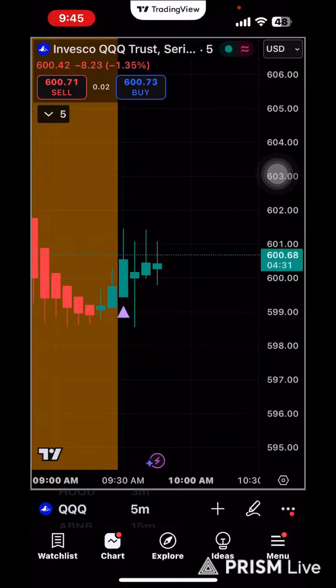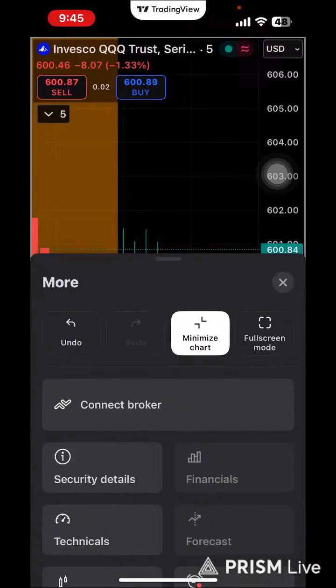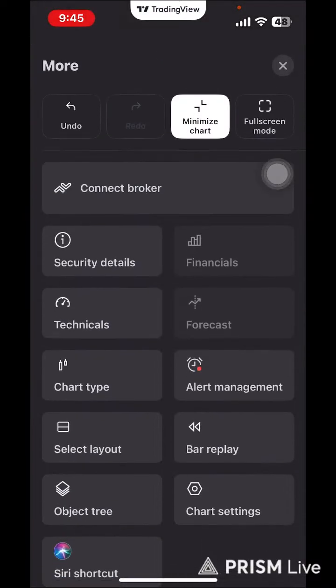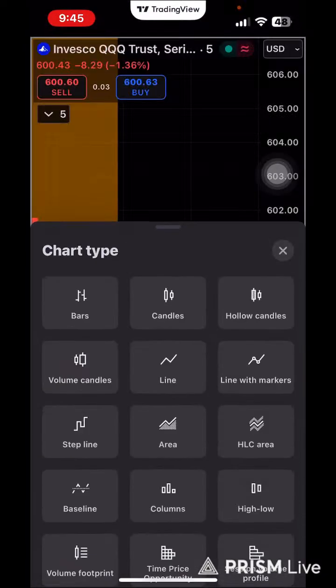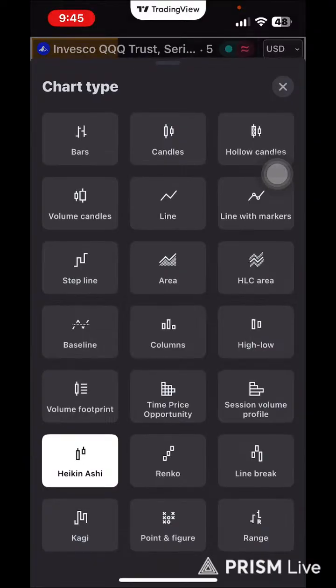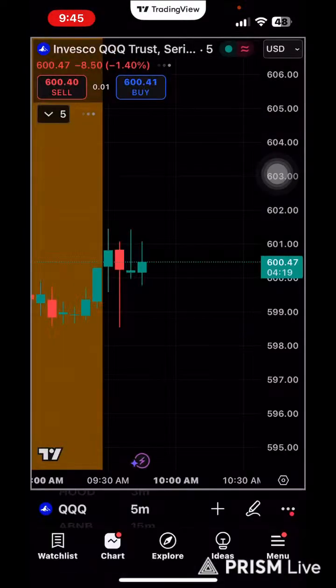All right, so we're still going up. Once again, guys, those are Heiken Ashi candles, and we can switch over to actual candles and see if we're starting to get some red. It looks like we would be starting to get some red candles. So let's look at that.